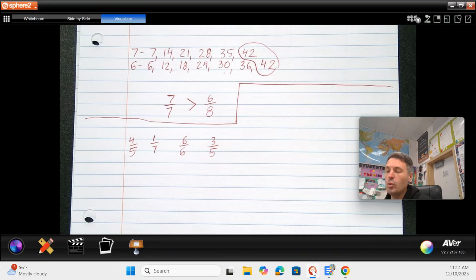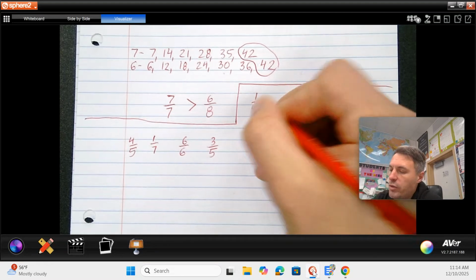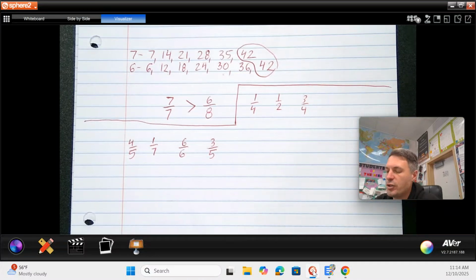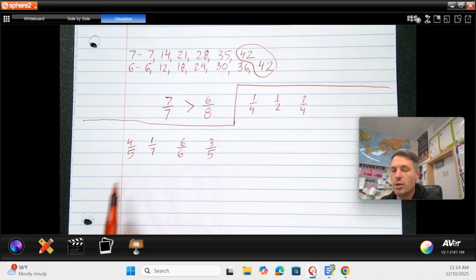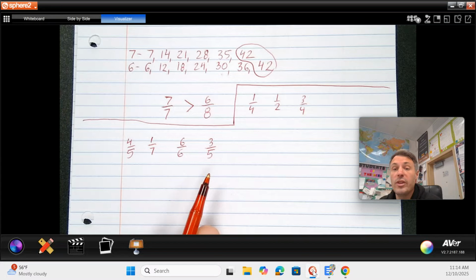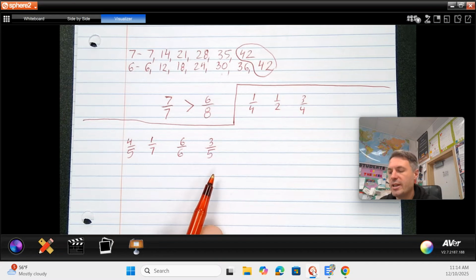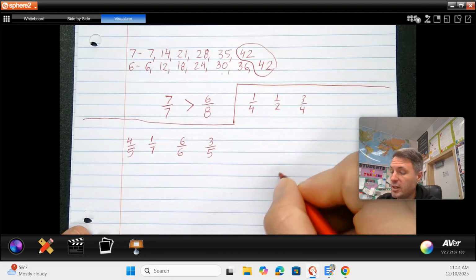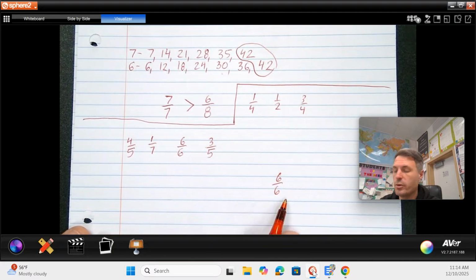Well, first of all, we can use benchmark fractions. Remember, 1/4, 1/2, 3/4. Those are benchmark fractions. Which of these fractions do we know without even having to make common denominators? Which of these fractions do we know for sure is the biggest? Obviously 6/6 because it's 1 whole. So 6/6 is the biggest fraction. So we're going to put it all the way on the right.